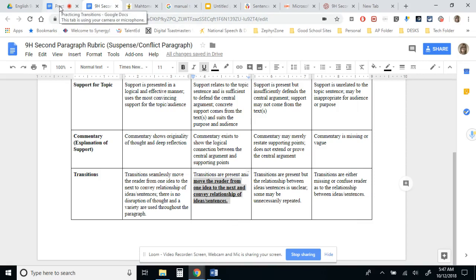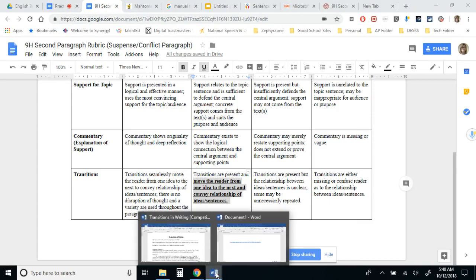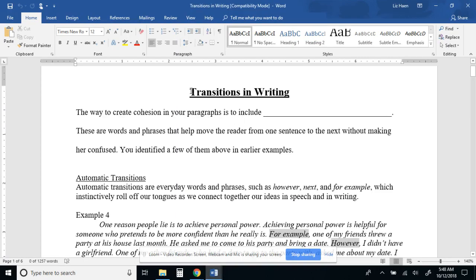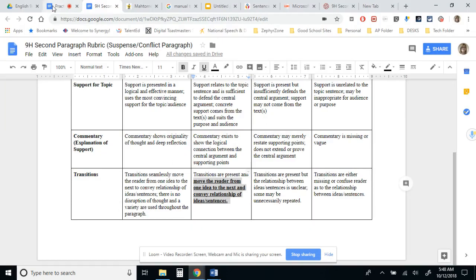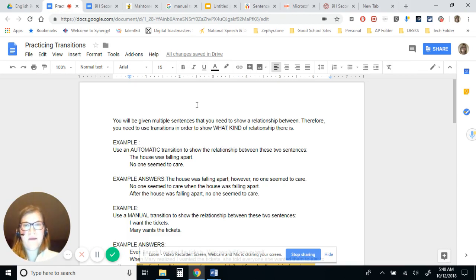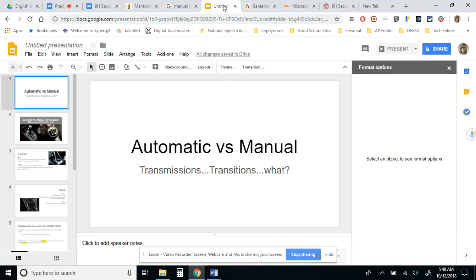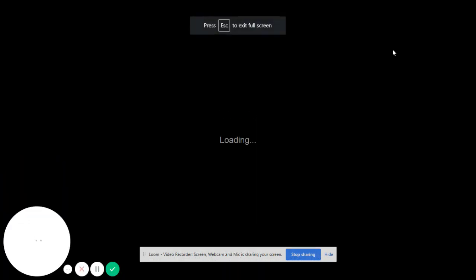So this is the rubric, and the pink sheet that you should have received looks like this: transitions in writing. This just reminds you what a transition is. Transitions are words and phrases that help move the reader from one sentence to the next without making her confused, because that's the big idea: you do not want your reader to be confused when you're writing to them. You want to see a clear reason or a clear understanding between the sentences in the text.